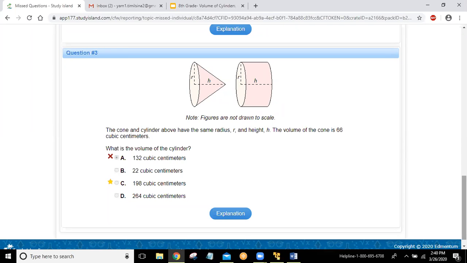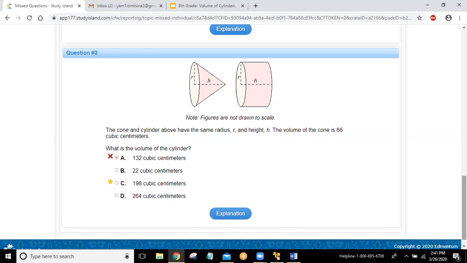Oh, so would you multiply 66 times 3? Yes. Why are you multiplying that? Because it's 3 times bigger. Yes, always. If you look at the formula, cylinder is BH only, but cone is 1/3. So if cone is 1/3, cylinder is 3 times bigger. If you are given the cylinder and have to find the cone, you divide by 3. If you are given the cone and have to find the cylinder, you multiply by 3. So I did 66 times 3 and I got 198. So that's your answer.